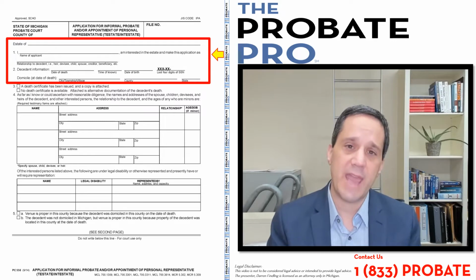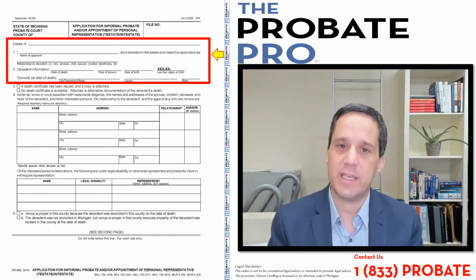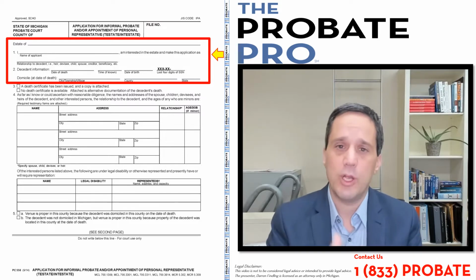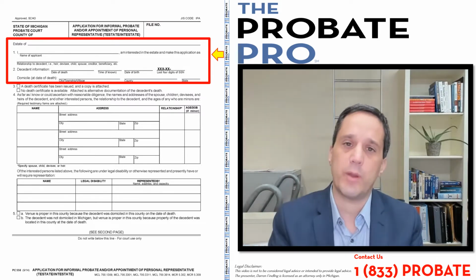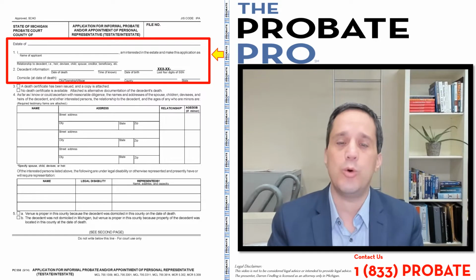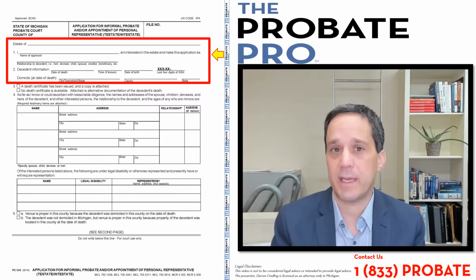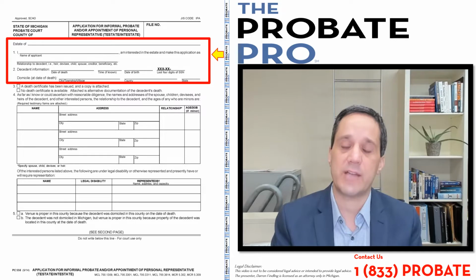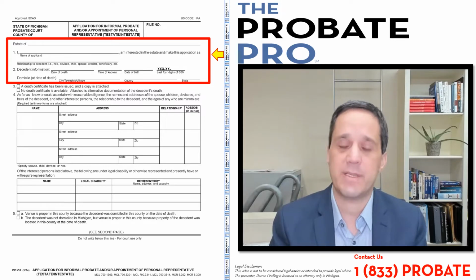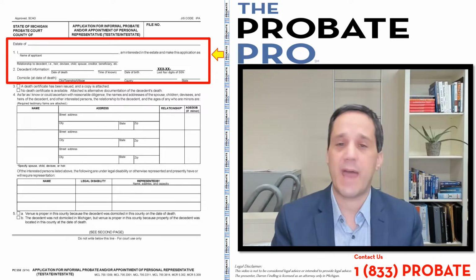In addition, the name of the applicant, and the applicant can, under Michigan statute, only be particular people, so there's a prioritization of the appointment of a personal representative and who has the standing to be an applicant. Again, the court rule and statute guide and direct that particular definition. Below that, the relationship.